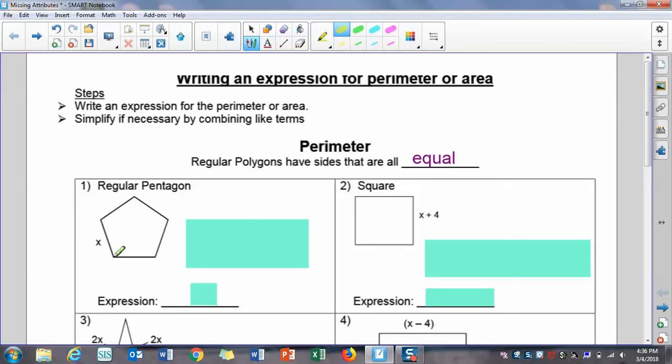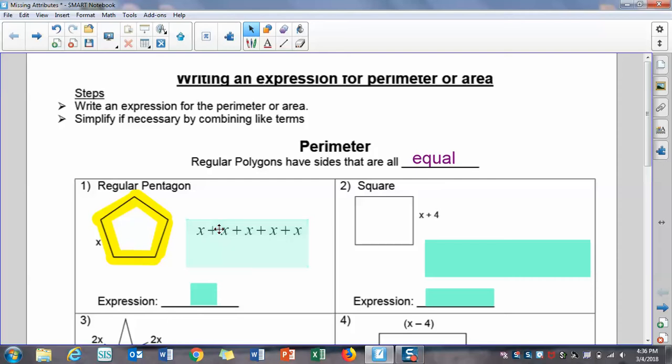So we have 1, 2, 3, 4, 5. And if they're all the same, that means they're all going to be x. So the way I would write that, I would do x plus x plus x plus x plus x. So I'm just writing an x for each of the sides. Now we can combine like terms. We have 1, 2, 3, 4, 5. So our simplified expression would simply be 5x.